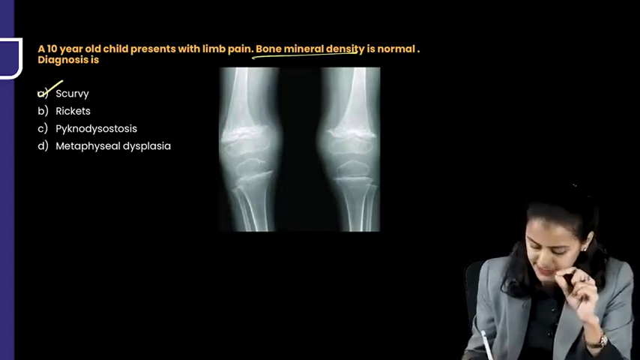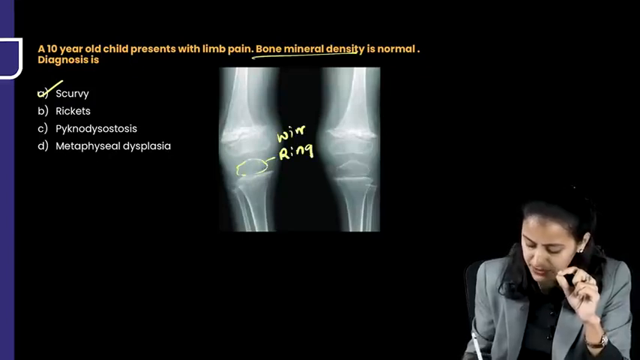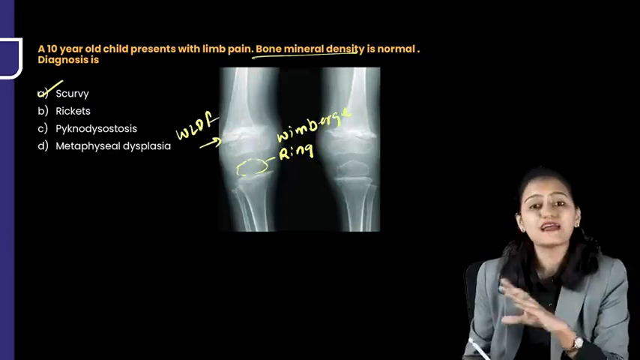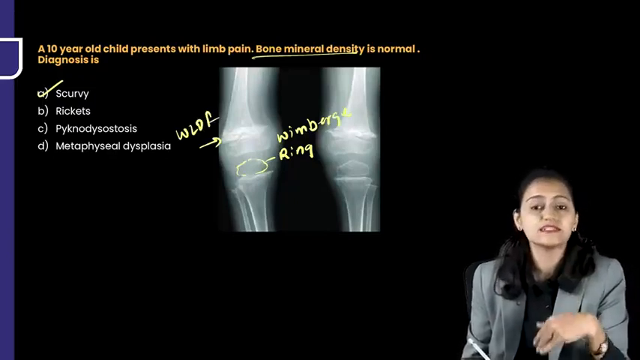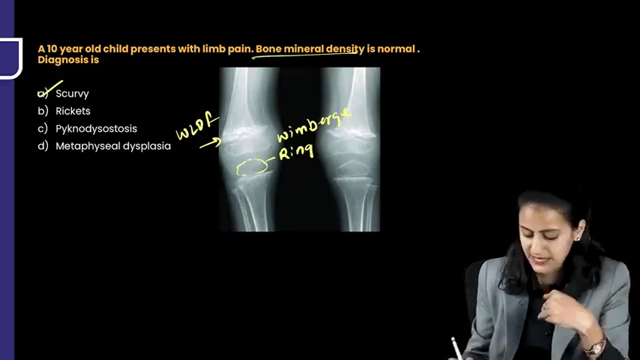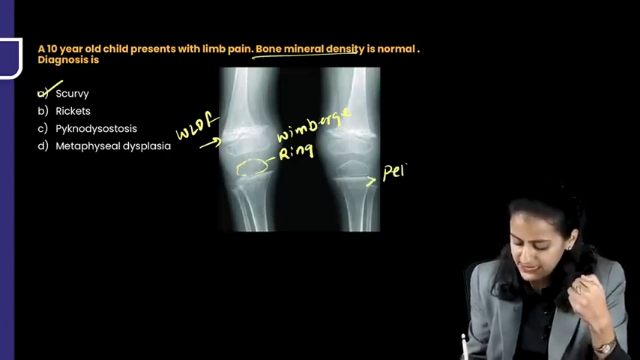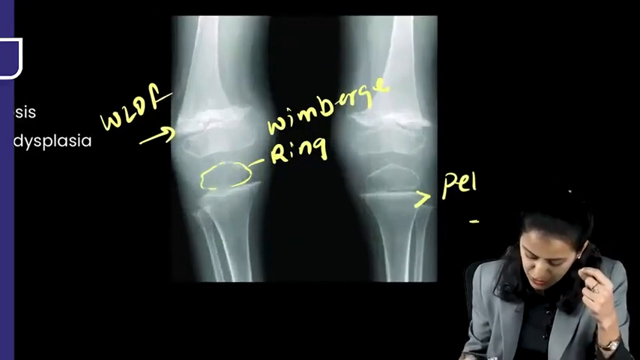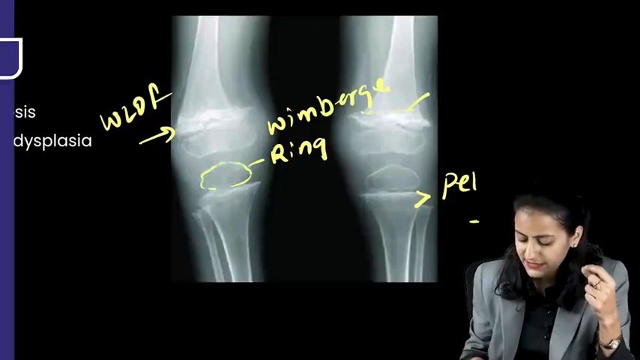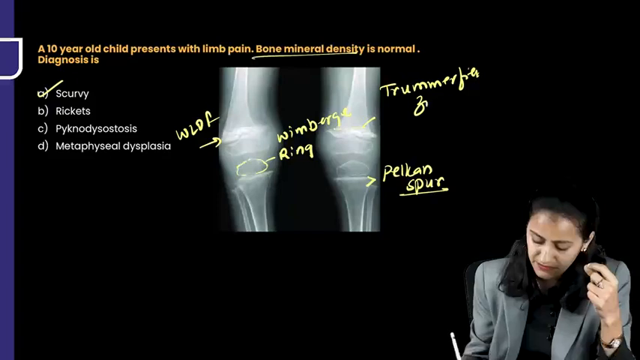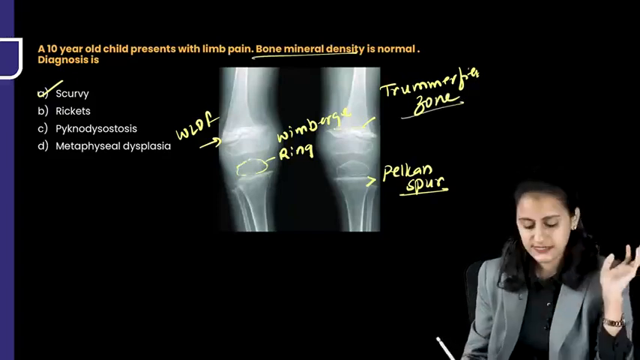Okay, this is scurvy. So we have this one here, the ring epiphysis called as the Wimberger's ring. We have the white line of Frankel. White line of Frankel is not present in active rickets. It is present in healing rickets when the calcium comes in with treatment. Right, so the white line of Frankel, the Wimberger's ring, the Pelkan spur, that is a metaphyseal spur there. Pelkan spur, adjacent to the white line of Frankel, the lucent zone that is there, that is called as Trummerfeld zone. Again, a feature of scurvy.